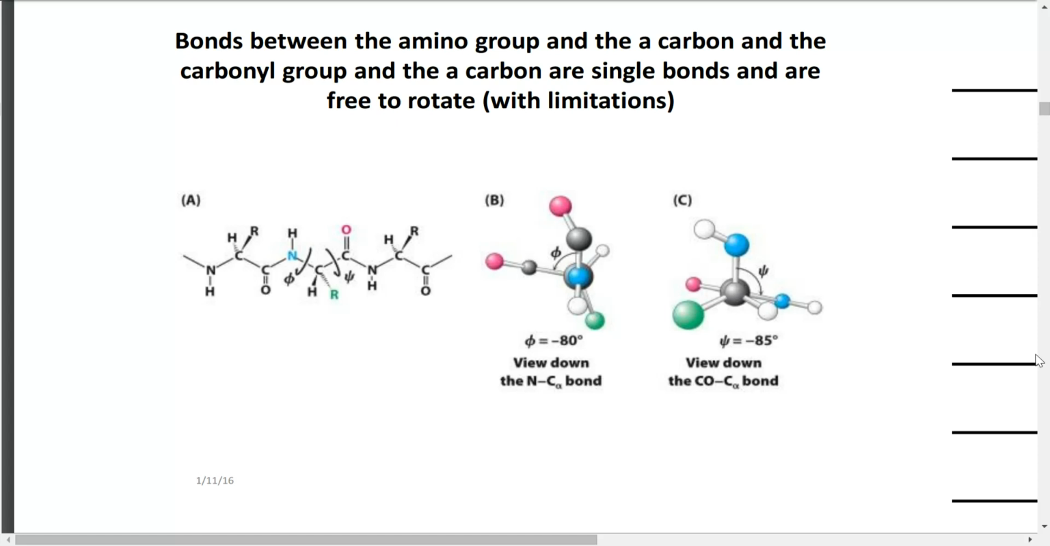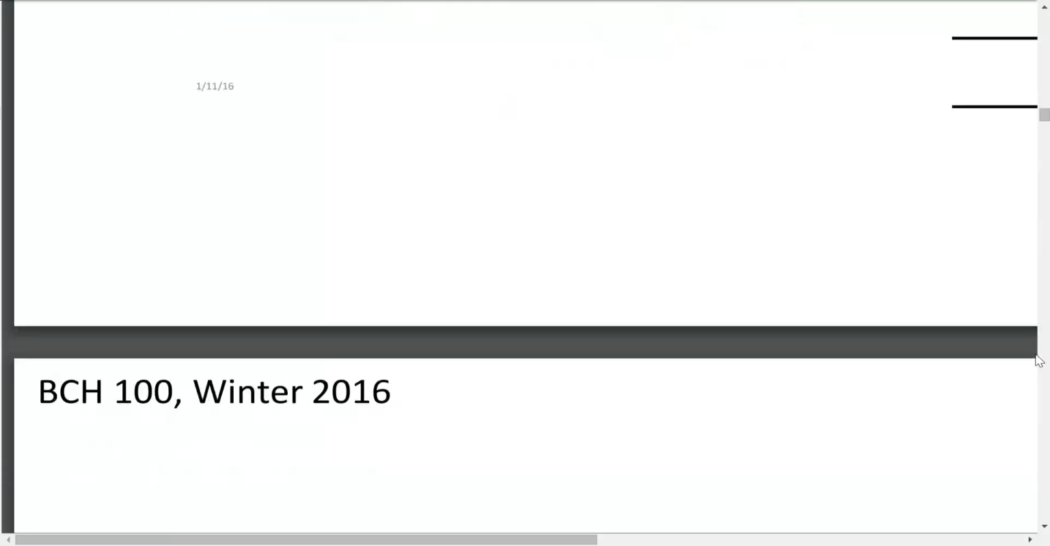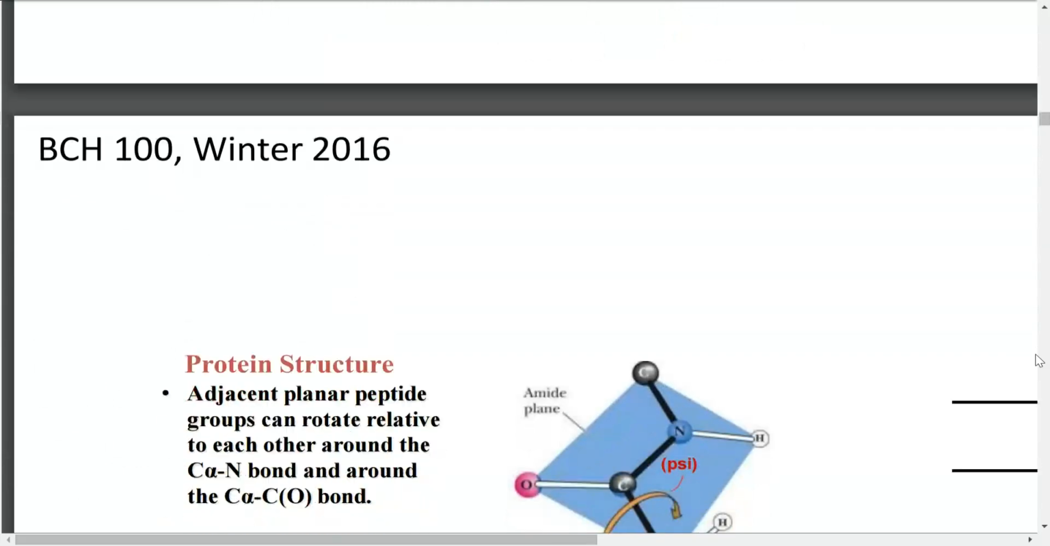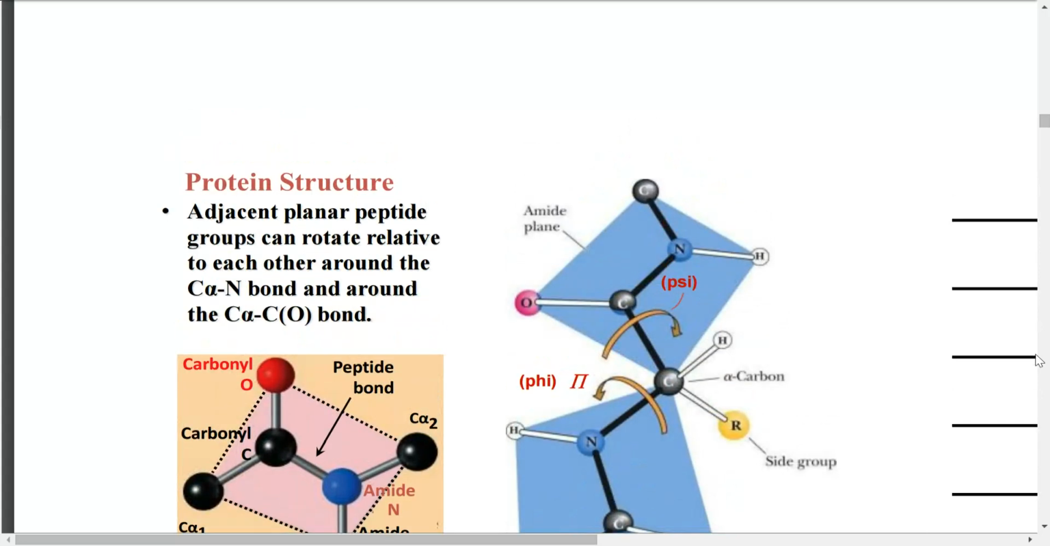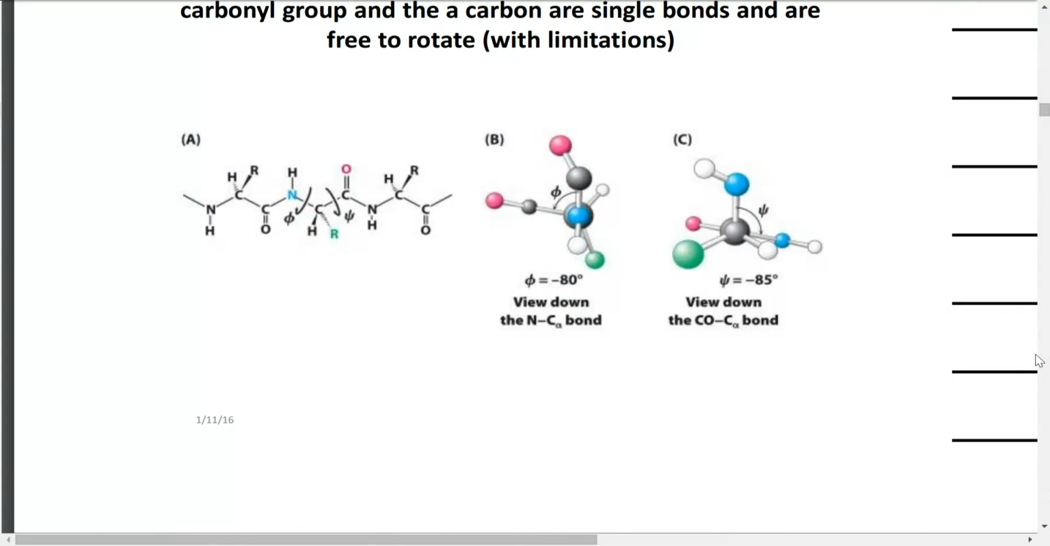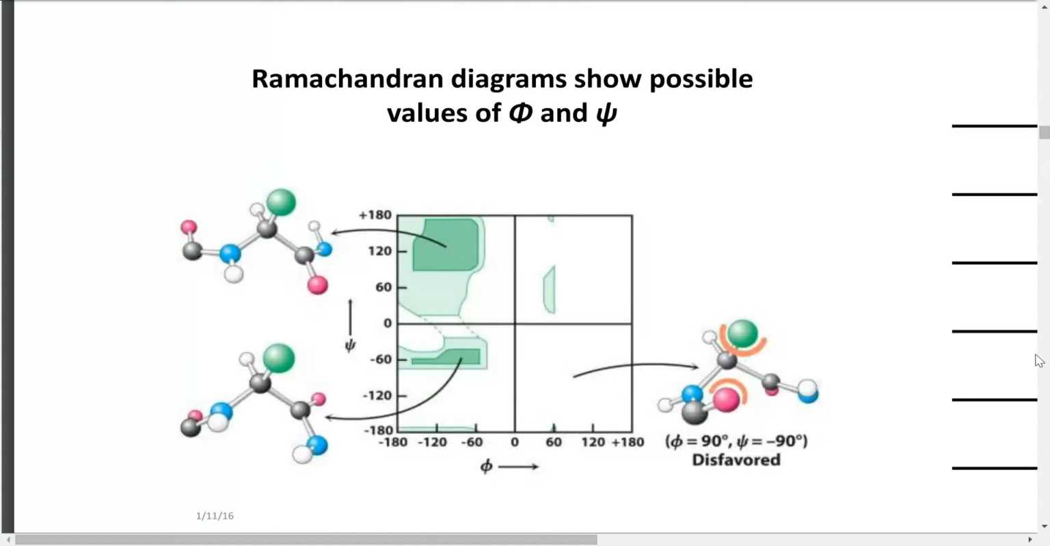We can then construct an energy diagram to tell us what the most favorable configurations are. And the most favorable configurations, not surprisingly, tend to favor the trans orientation. So that's all that diagram is. It's called a Ramachandran plot.